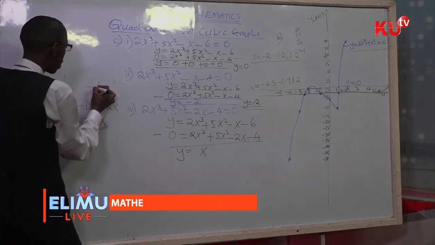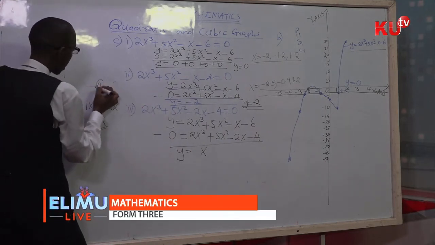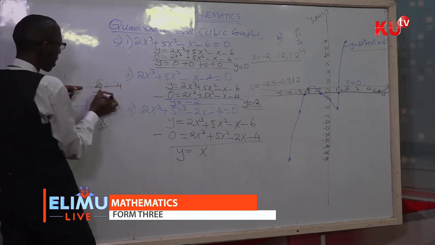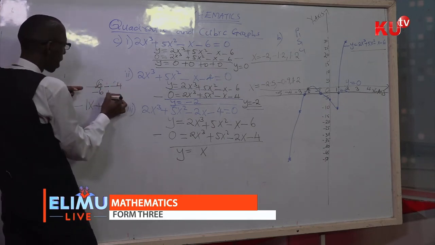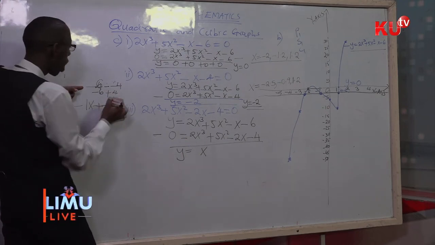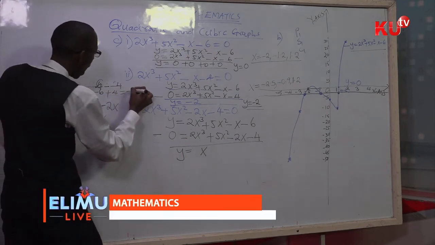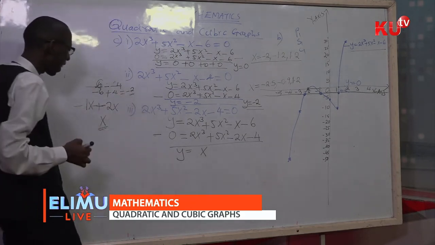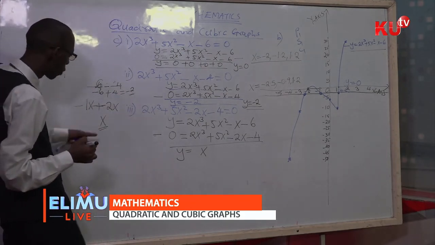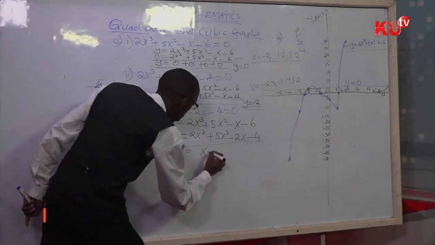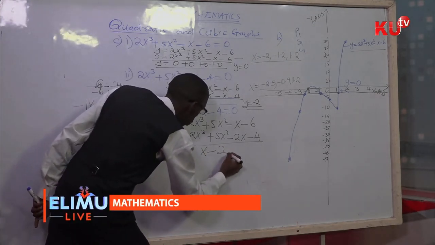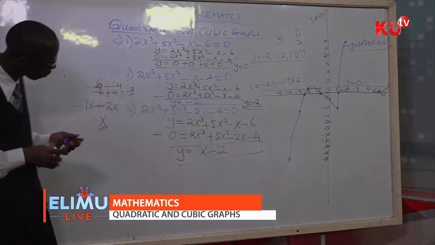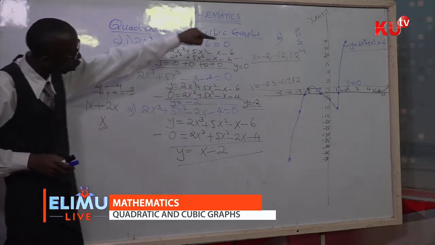So 1x. Negative 6 minus negative 4. Negative 6 minus minus will be plus. Negative 6 plus 4 is equal to, I know you are responding back at home, what? Yes, that is right. It is equal to negative 2. So y is equal to x minus 2.